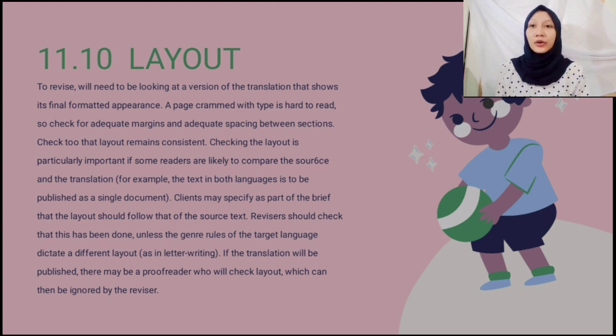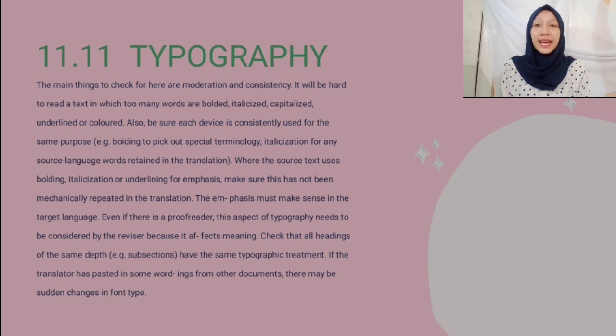Clients might request that the layout match that of the source text as part of the brief. If the target language genre rules require otherwise, revisers can double-check that this has been achieved. And the next is typography.